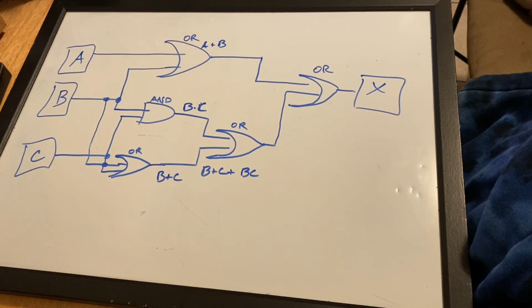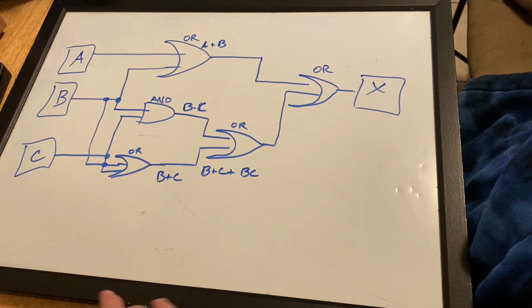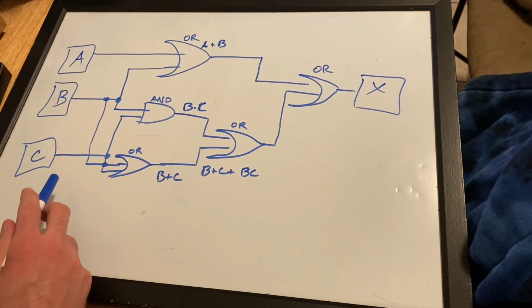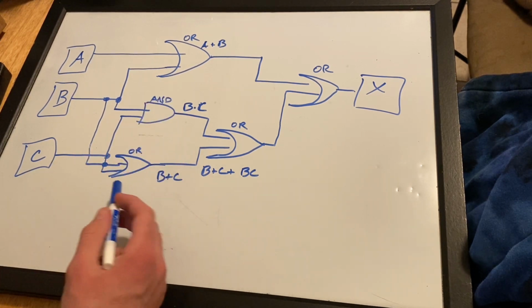Today I'm going to be teaching you how we can transfer this circuit design over to a truth table. So first we set up the variables A, B, and C. We have them going to various AND or OR gates.